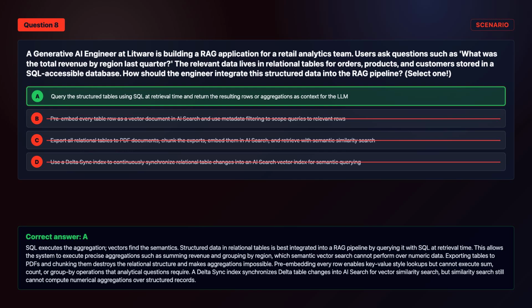Exporting tables to PDFs and chunking them destroys the relational structure and makes aggregations impossible. Pre-embedding every row enables key value style lookups, but cannot execute sum, count, or group by operations that analytical questions require. A delta sync index synchronizes delta table changes into AI Search for vector similarity search, but similarity search still cannot compute numerical aggregations over structured records.